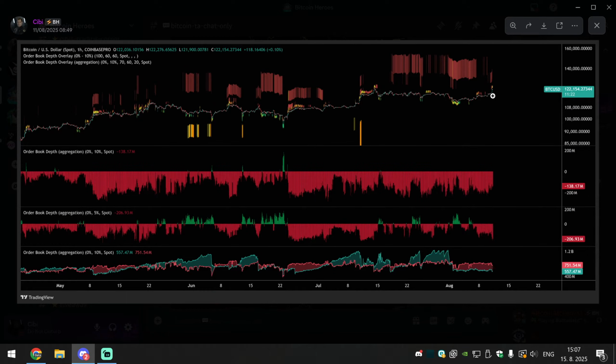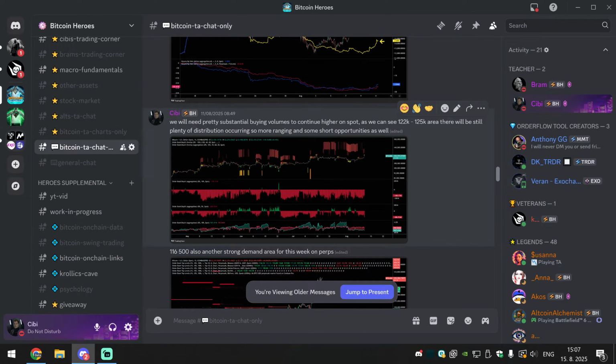And we were already pushing 122k. Do you see me mentioning we go to 130k, 140k? No, I told you there will be short opportunities and a lot of ranging in this area, exactly.